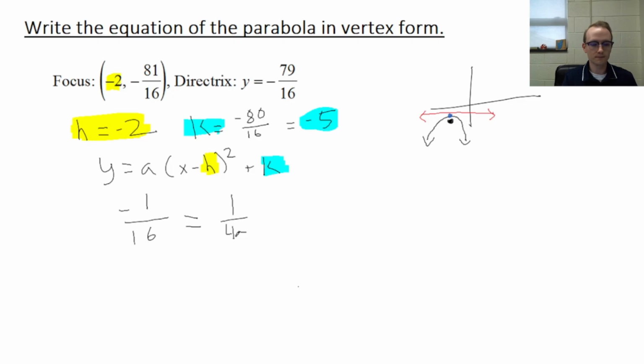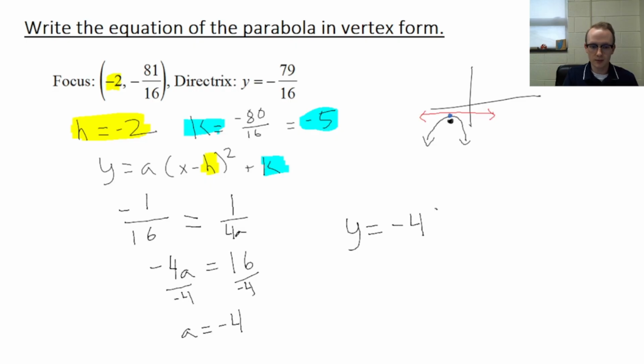1/4a. Now if we want to solve this, you might be able to solve this one in your head, but we can go ahead and cross multiply, and we have -4a equals 16. And then if we divide by -4, we get a is equal to -4. And that's enough to write the equation of this parabola. It's going to be y is equal to -4 times (x minus h). If h is -2, that's going to be plus 2, squared, plus k. K is -5, so we've got a -5 there on the end.